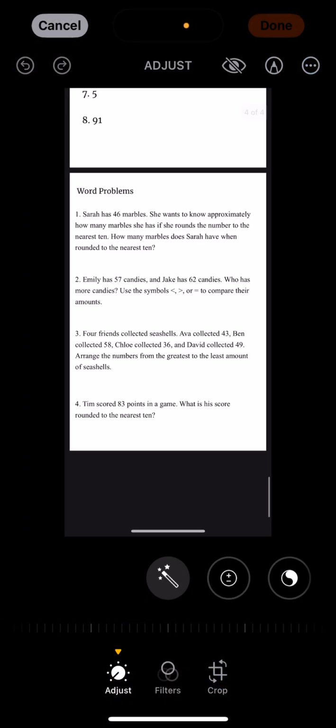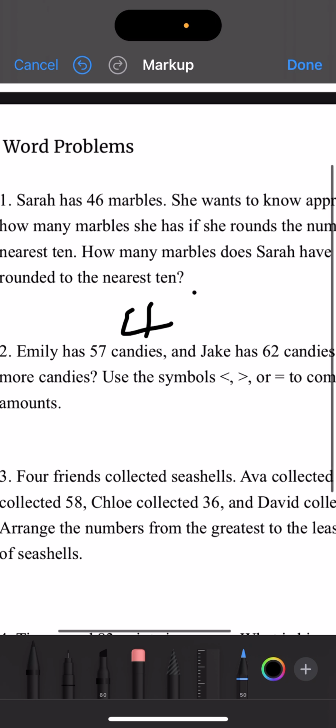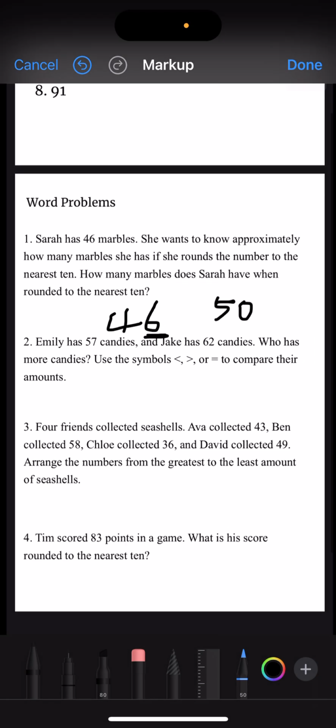Word problems. Sarah has 46 marbles. She wants to know approximately how many marbles she has if she rounds the number to the nearest 10. How many marbles does Sarah have when rounded to the nearest 10? So 46, same thing we just did. We take the ones and we round it up or down. 6 is greater than 5, so we round up, and we are left with 50.